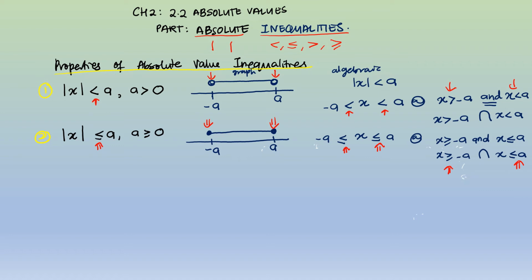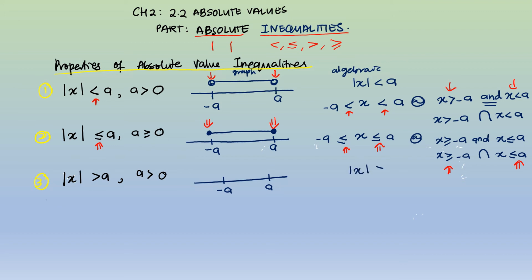So next let's look at number 3. What do we have? We have modulus x greater than a, for a greater than 0. Let's draw. Because we are involving a, we still have modulus x and a, so means we have a and negative a. For this one, maybe you can't see straight away, so let's do the algebraic method first.